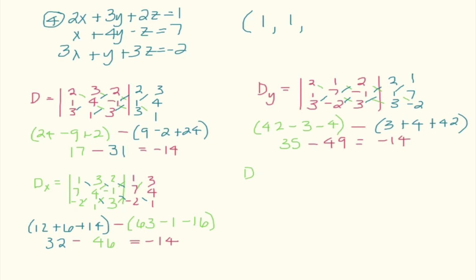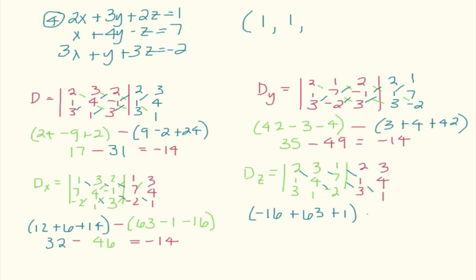Last but not least, let's find d sub z. This time, since it's d sub z, I replaced my z column with my constants. And I know, once again, I need to go ahead and write out my first two columns again. So let's start. 2 times 4 times negative 2 becomes negative 16. 3 times 7 times 3 becomes plus 63. 1 times 1 times 1 is 1.